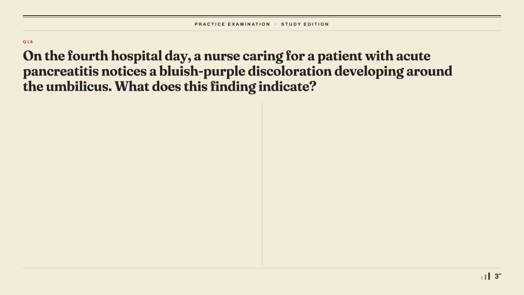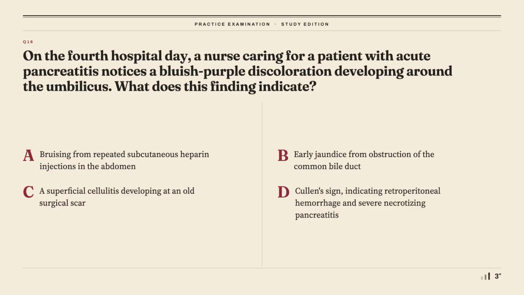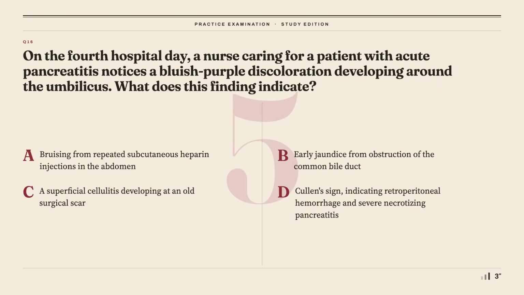Your options are A. Bruising from repeated subcutaneous heparin injections in the abdomen. B. Early jaundice from obstruction of the common bile duct. C. A superficial cellulitis developing at an old surgical scar. D. Cullen's sign indicating retroperitoneal hemorrhage and severe necrotizing pancreatitis. Got a guess? Lock it in.